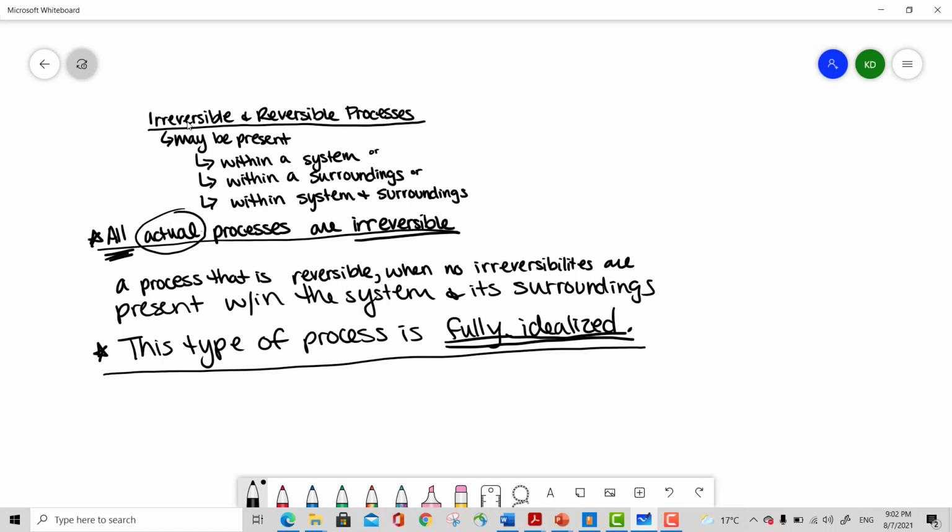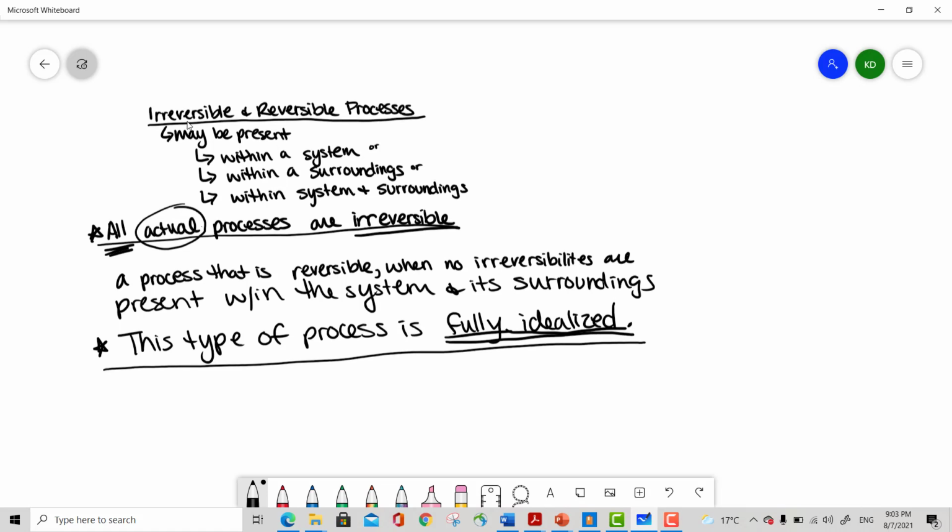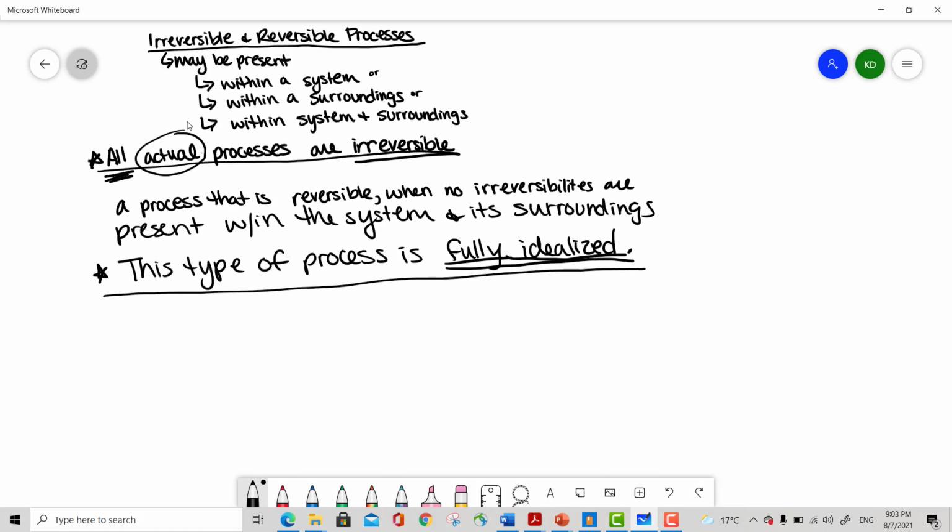So there is one that we consider to be internally reversible. So let's talk about that. Okay, so we do have one: an internally reversible process. And even then, it's not 100%.